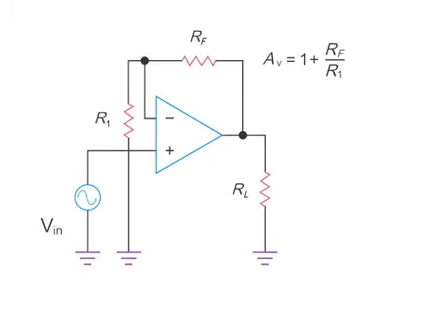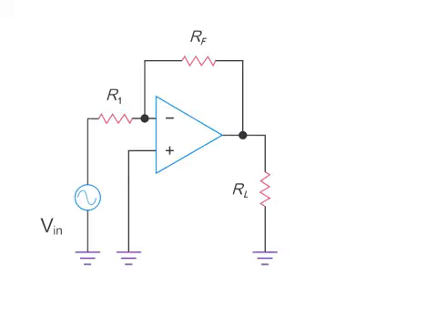Thus, increasing the RF value in a non-inverting amplifier circuit results in the amplification of the output voltage that is in phase with the original input signal. An inverted amplifier circuit also uses a feedback network of two resistors to control an output gain.